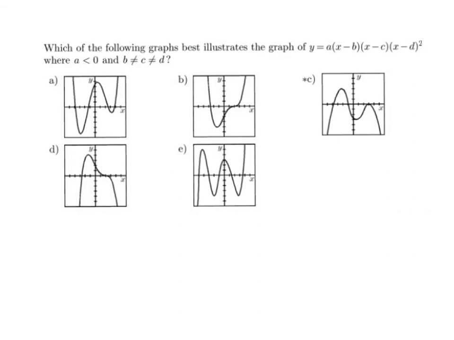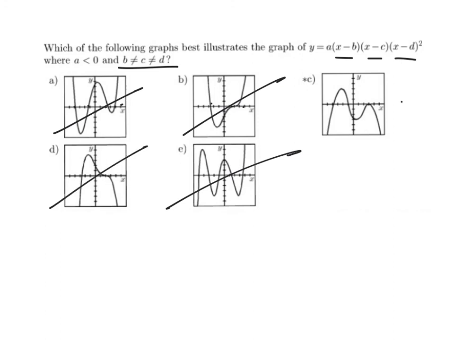All right, let's tackle another one. Which of the following best illustrates the graph? Okay, so again, I should have a zero at B, C, and D, and they're all different, so I should have 3 zeros. So let's eliminate anyone we can. 1, 2, 3, 4, that guy's out. 1, 2, 3, 4, 5, that guy's out. 1, 2, that guy's out. This guy has 3. So just based off that, that was a lucky choice.